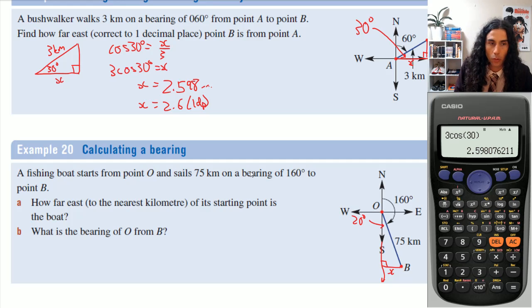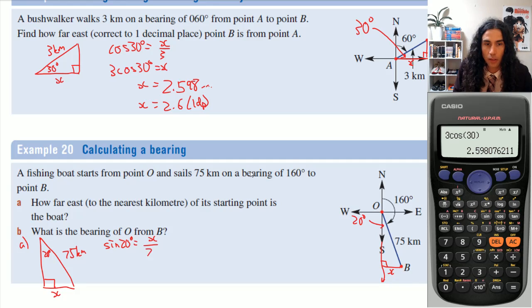And then redraw. This is all I care about. Right angle at the bottom. X here, 20 in there, 75 there, 75 kilometers there. So this is part A. Sine 20 equals x on 75. 75 sine 20 equal to x.